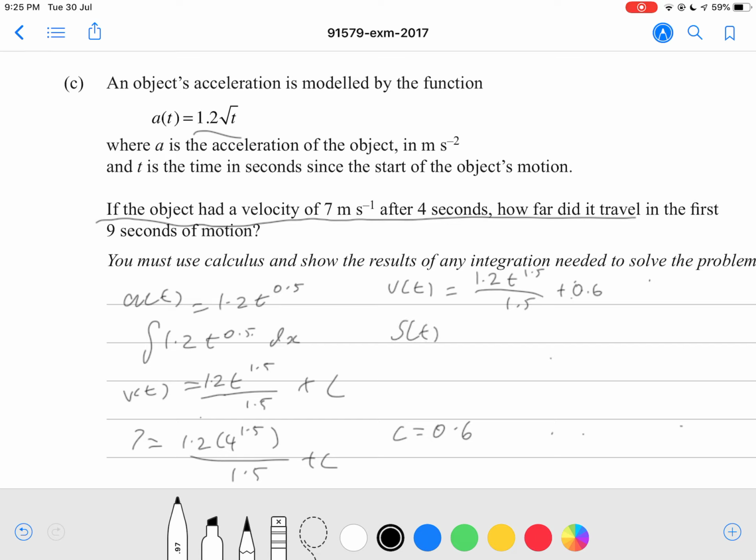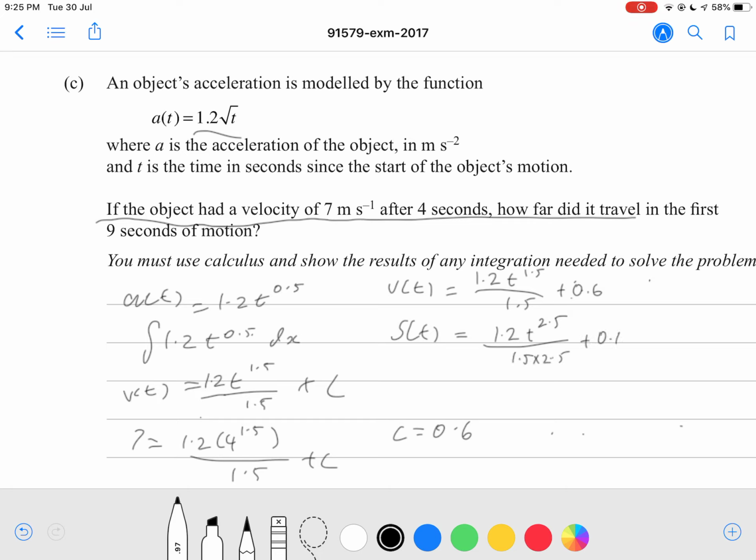So now s of t, okay, s of t equals 1.2. Okay, so now once again you move the power up by 1, so that becomes t to the power of 2.5, and then you divide by the new power. But then you just move to the denominator, so that becomes 1 divided by 1.5 times of 2.5.